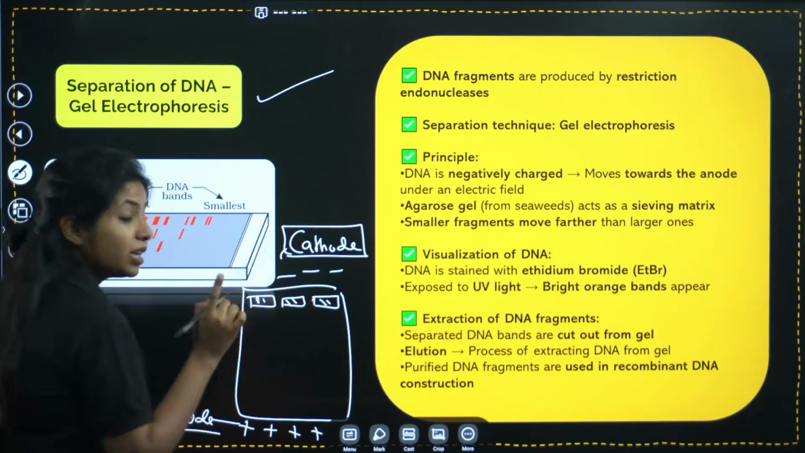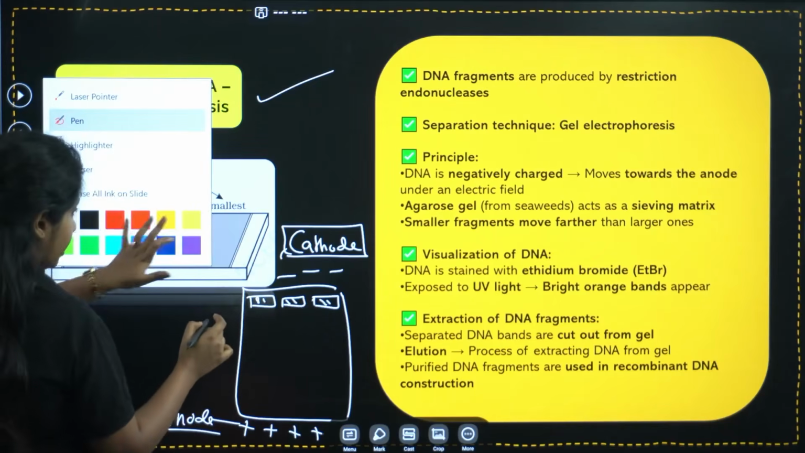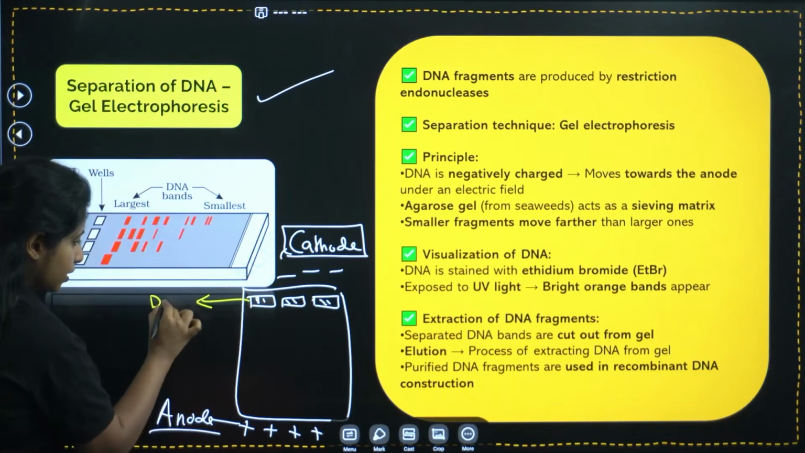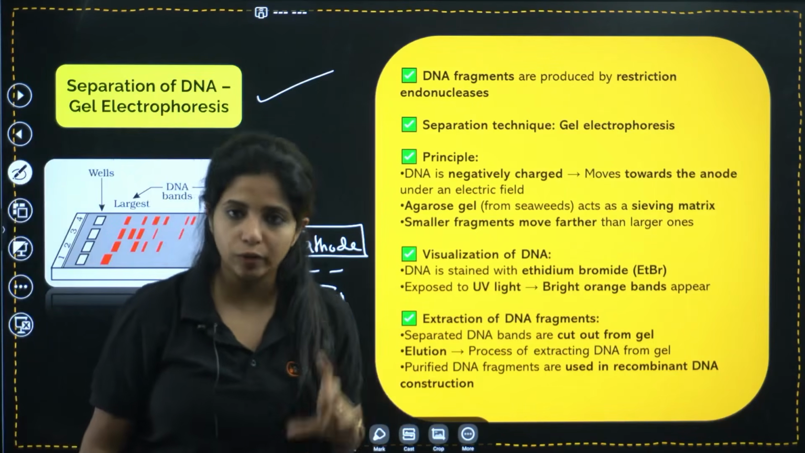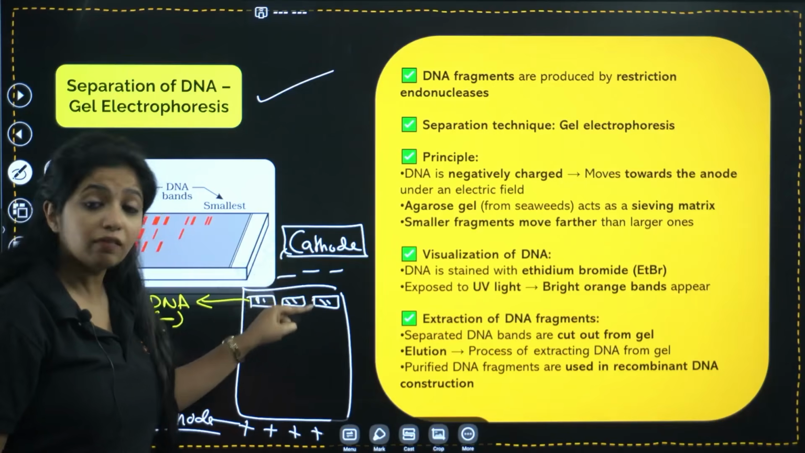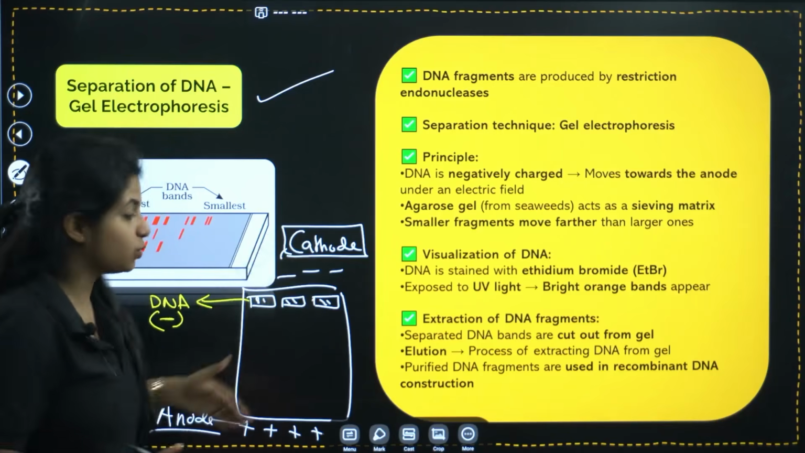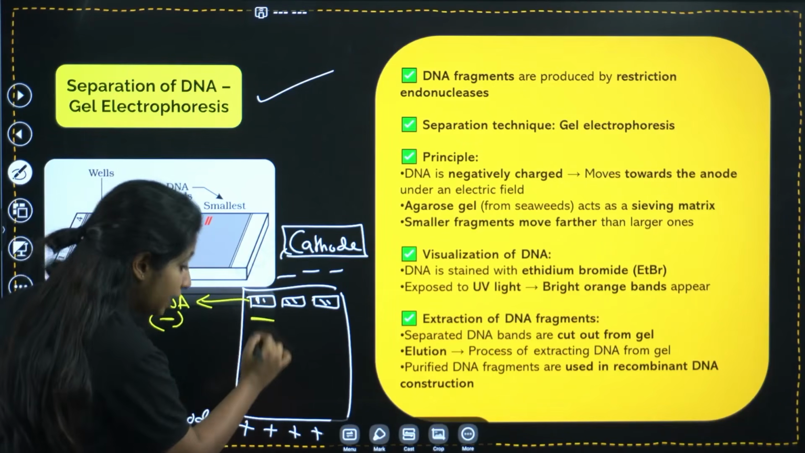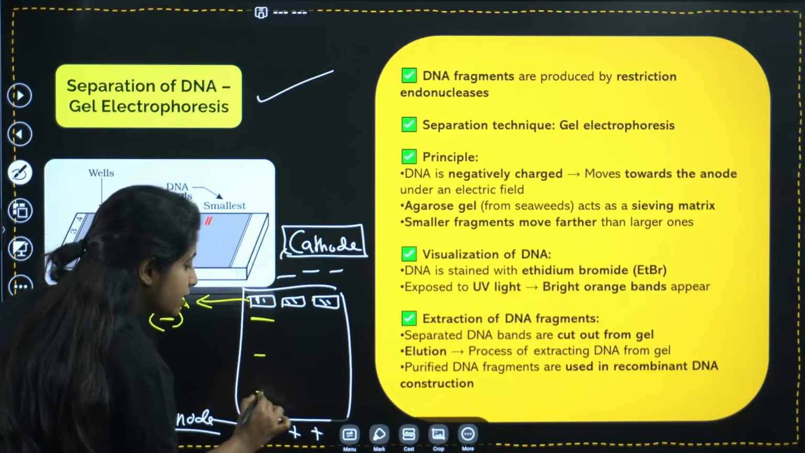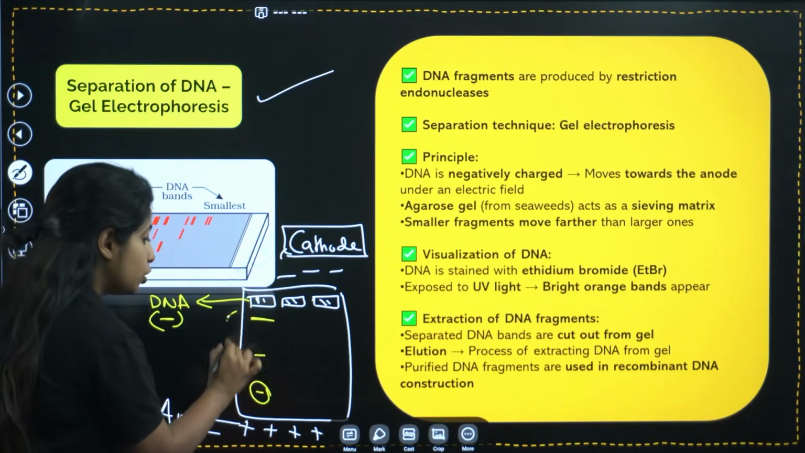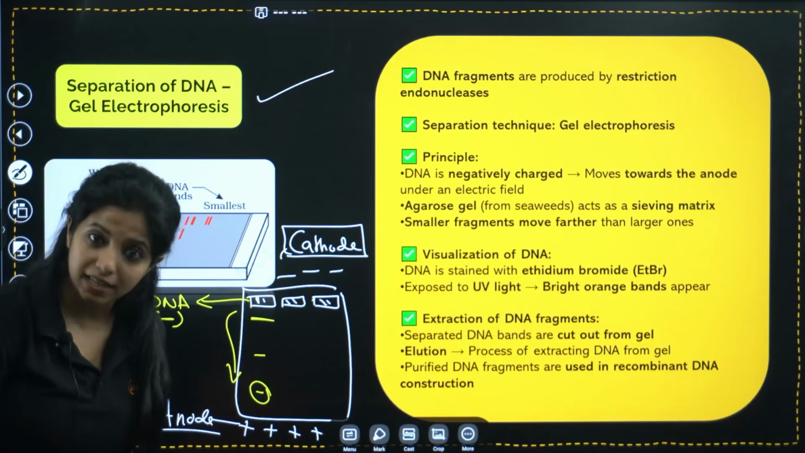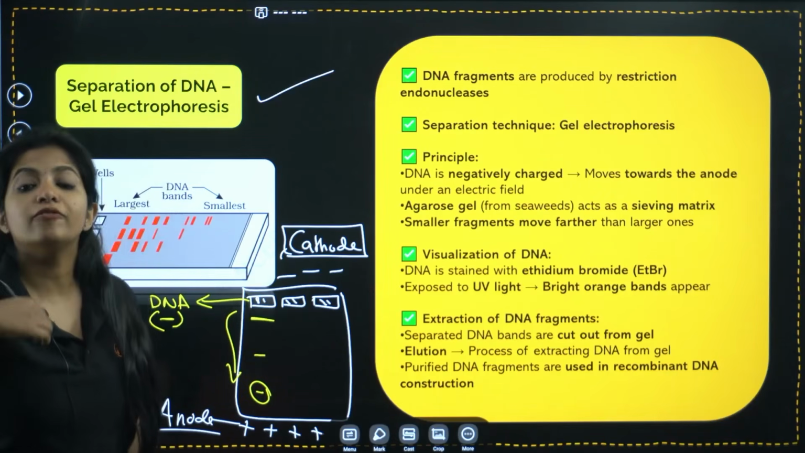DNA, my dear children, is what? Negatively charged, right? DNA is negatively charged. It is acidic, which is negatively charged. Why? Because it has phosphate group. Now, negative will what happen? Repel, which is why the DNA will start moving from this side and will start going to the other side. Now, the shorter segment of the DNA, it will be able to move the fastest. It will be able to move in the fastest way.